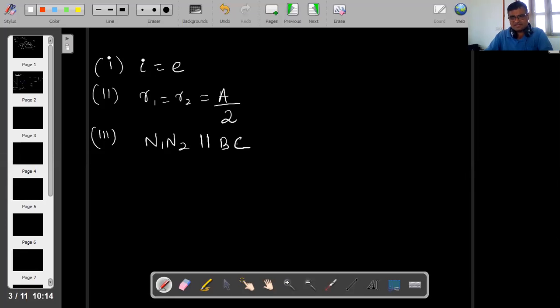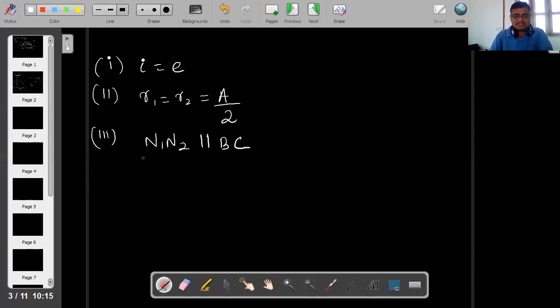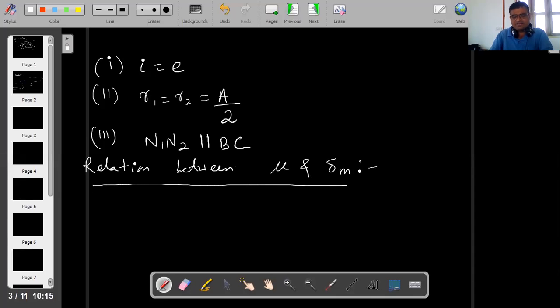Any questions from this? We have to find the relation between the refractive index and the minimum deviation of the prism. Write down: relation between refractive index mu of the prism and minimum deviation. This always comes in the exam. What is that relation? Let's see.